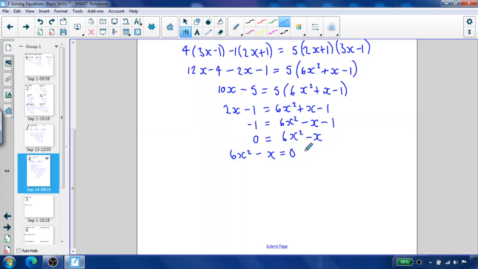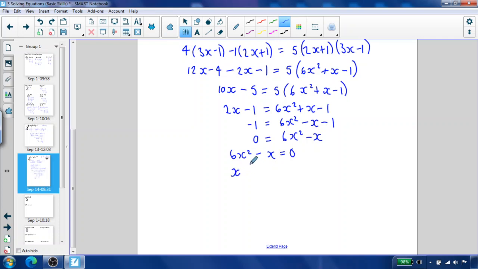Now, 6x squared minus x is equal to 0. We're almost solving this now. It's an equation that we need to solve because it's equal to 0. So I can actually see a common factor in these two terms. There's an x common. So I'm going to factorise.